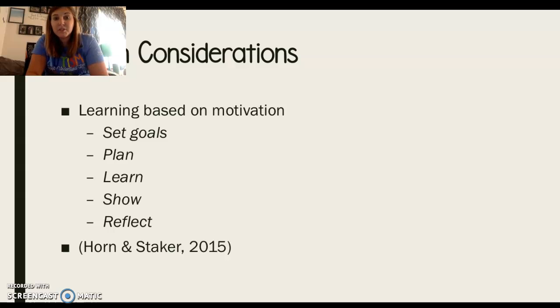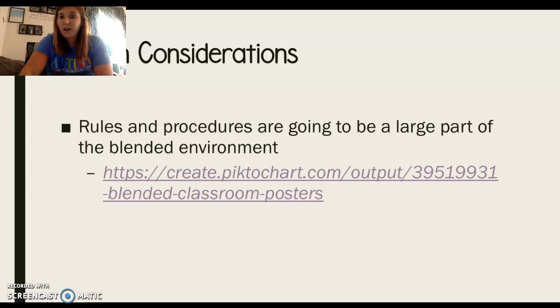Reflection is key to making sure that they know where to go next. What did they do well? What do they need to improve on? So those are all part of the design considerations.